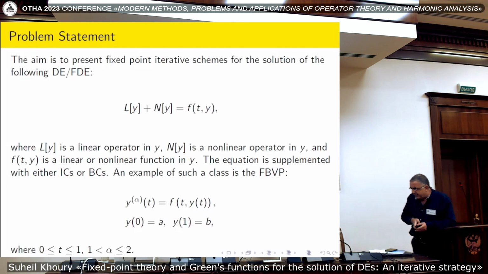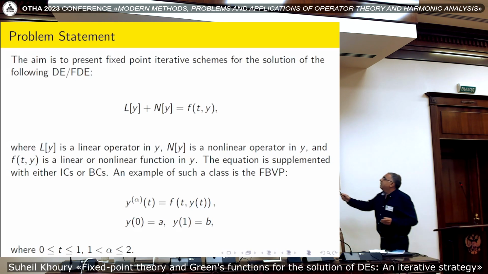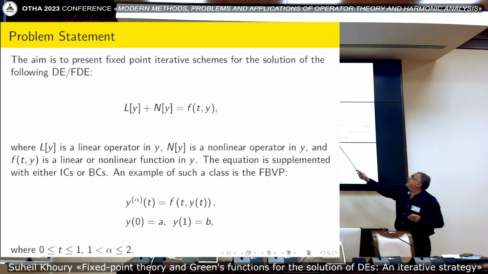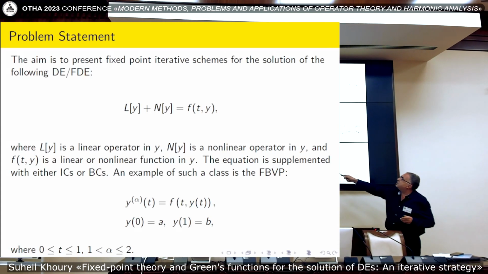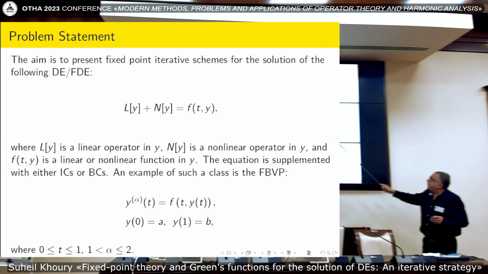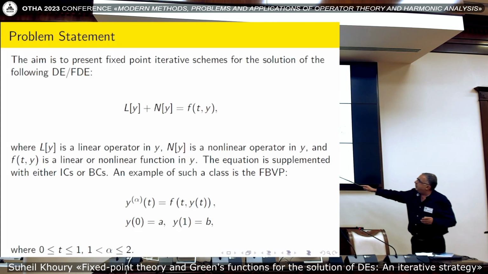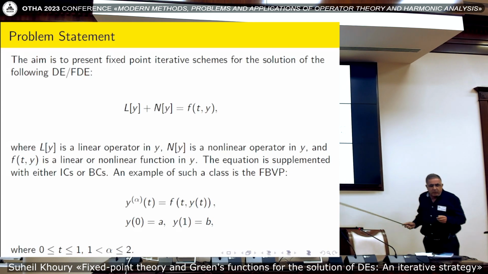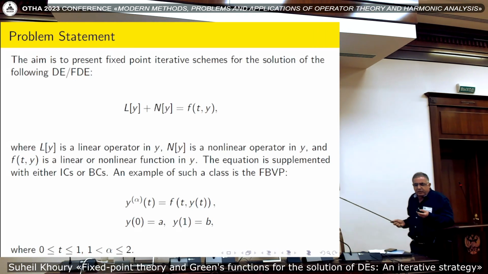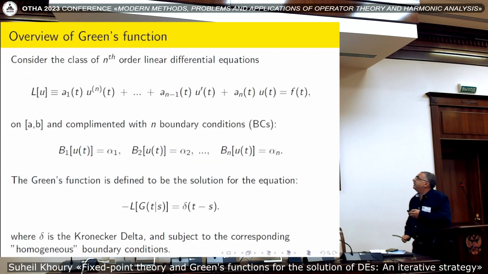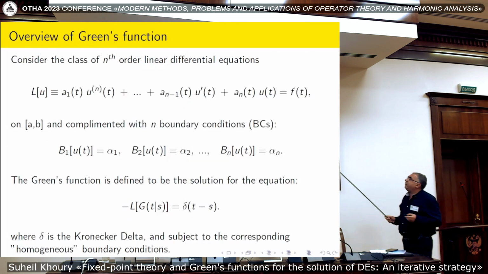So the problem is here. You have a differential equation, where L is the linear term, N is the nonlinear operator, and F is a function. This is the linear operator, and this is the nonlinear. If we take an example of this, let's say a fractional boundary value problem, a very simple one, with boundary conditions, where alpha is between 1 and 2. We need to find a numerical method to solve this fractional boundary value problem. So that's the idea.